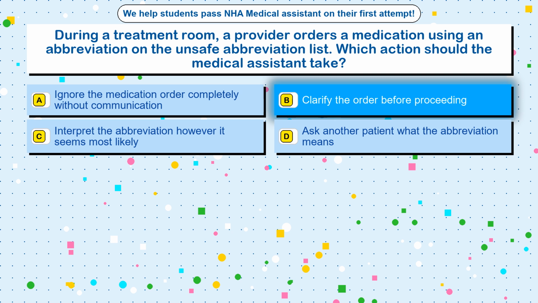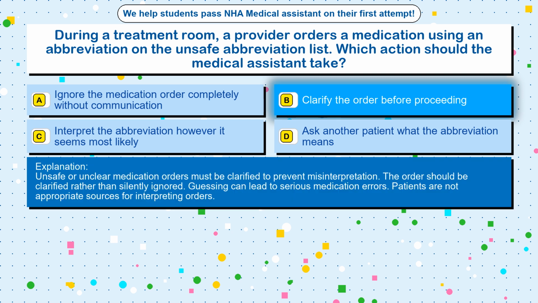Clarify the order before proceeding. Unsafe or unclear medication orders must be clarified to prevent misinterpretation. The order should be clarified rather than silently ignored. Guessing can lead to serious medication errors. Patients are not appropriate sources for interpreting orders.